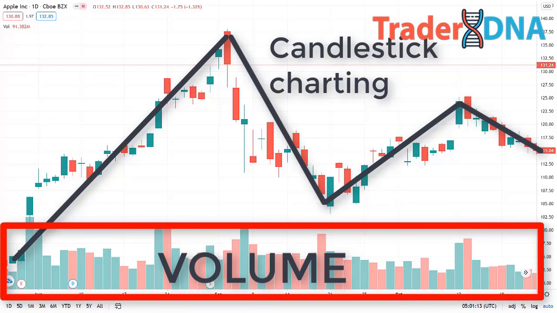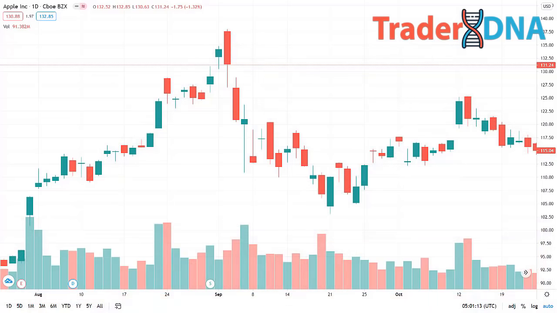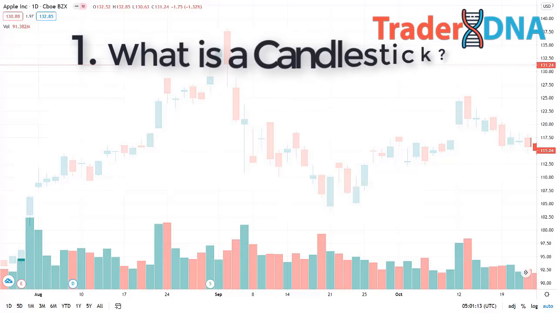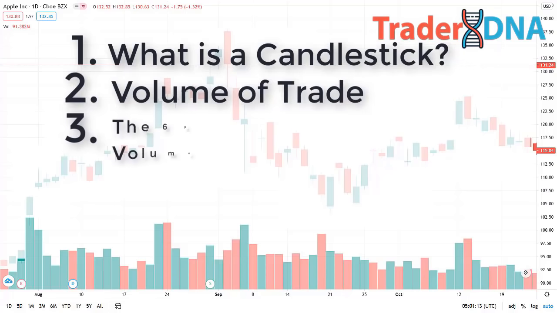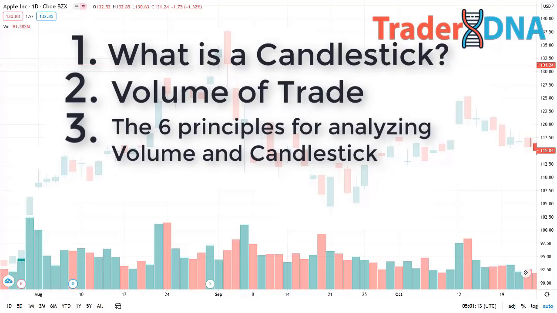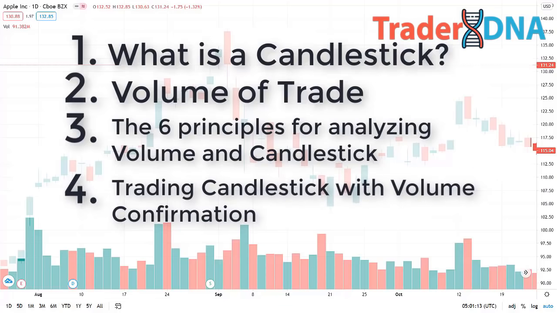As part of this video, we are going to discuss the following 4 important pointers in detail which are related to volume candlestick in trading. First, what is a candlestick? Second, volume of trade. Third, the 6 principles for analyzing volume and candlestick. Fourth, trading candlestick with volume confirmation.